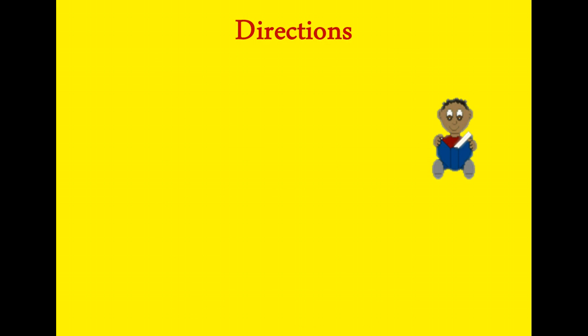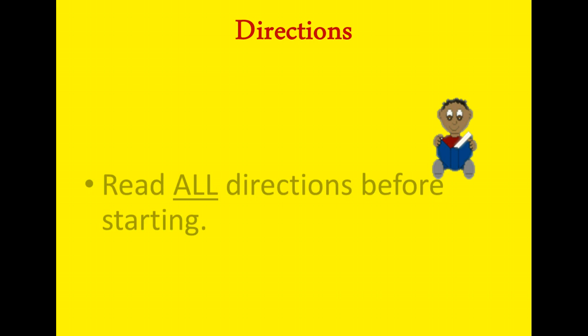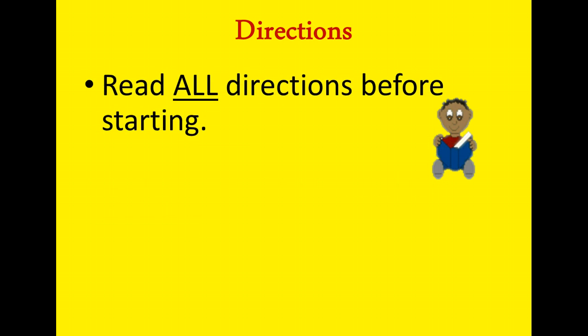The first heading we're going to write is directions. Again, that's on the left-hand side by the red line, and you want to put it in all capitals and underline it. The first rule under directions is to make sure you read all the directions before starting. You always want to know all the procedures for the lab before you start. That way, if you have any questions, you can ask me at that point for clarification, so that you know exactly what you need to do.